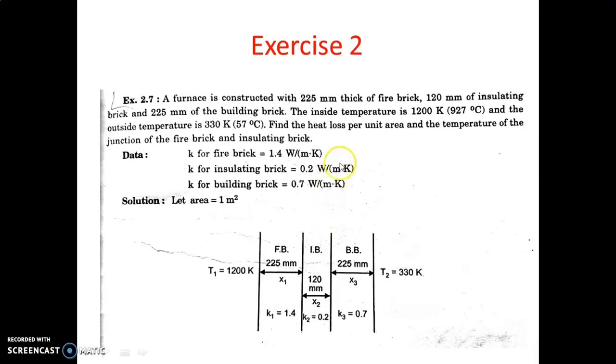So we have to calculate the heat transfer loss, we can say, per unit area, and the temperature of the junction of the fire brick. That means we have to find the junction, meaning when two bricks meet at one point, this is called a junction. So here these two bricks form a junction, and these two bricks form a junction here. So you have to calculate the temperature also and the heat transfer rate through these bricks.